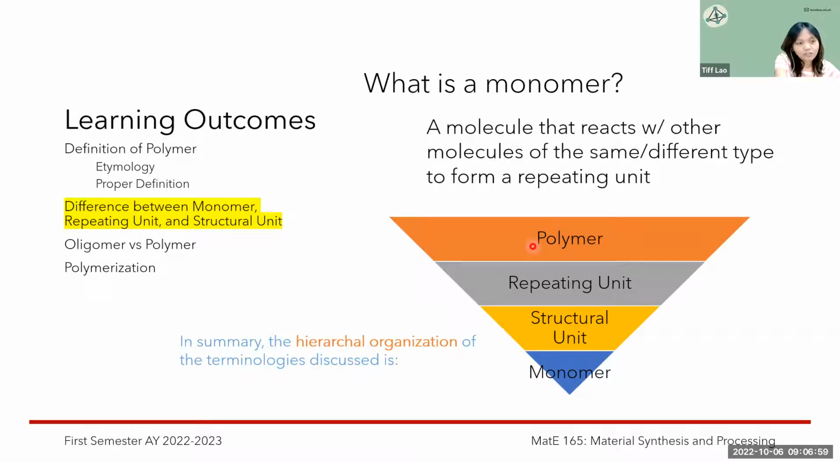Any questions with this refresher? This is where students always make mistakes, between repeating unit and structural unit. So I want to know if the definitions of the two are clear. Because in the next MatE subjects, I don't want you suddenly thinking, oh, the two are the same. They are not. Okay? Gets ba yun?